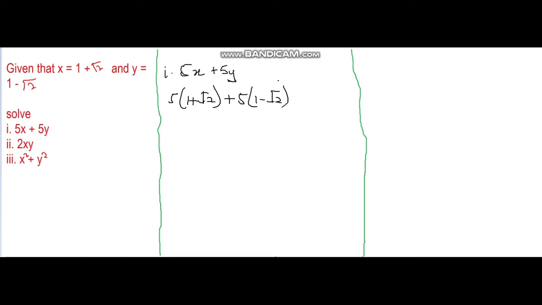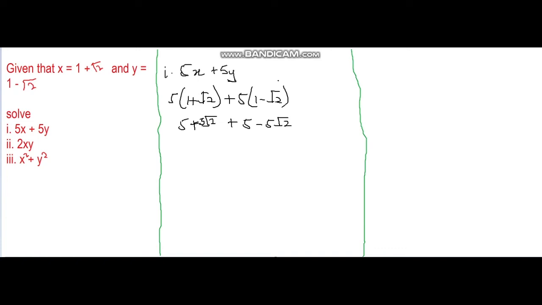So now what do we do from here? After substituting the x and y, we have to simplify, as we do for brackets. So 5 times 1 gives us 5, plus 5 times square root of 2 will give us 5 root 2, then plus 5 times 1 again gives us 5. Now 5 times minus square root of 2 gives us minus 5 root 2.